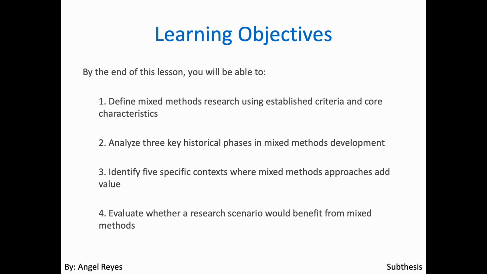Second, you'll trace the fascinating evolution of mixed methods through 3 distinct historical phases. Understanding this history isn't academic trivia. It reveals why certain approaches work and others fail, saving you from repeating past mistakes. Third, you'll identify 5 specific contexts where mixed methods creates genuine added value. Think of these as your decision-making toolkit for when to invest in methodological complexity.